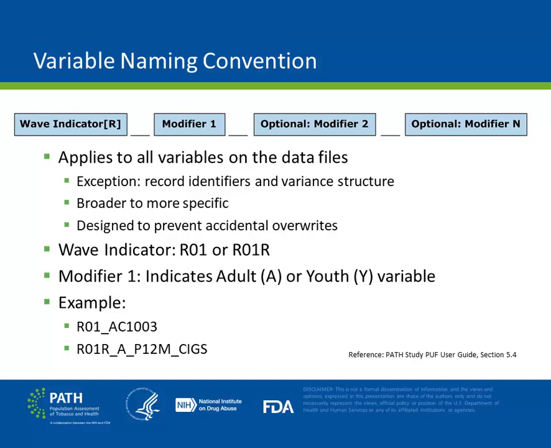The second example, R01R underscore A underscore P12M underscore CIGS, is a wave 1 derived variable, as indicated by the use of R01R, indicating past 12-month use of cigarettes.